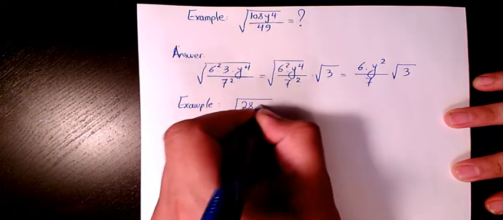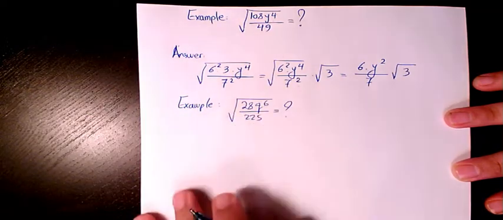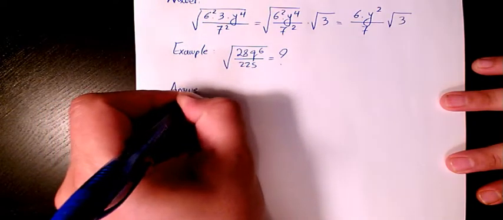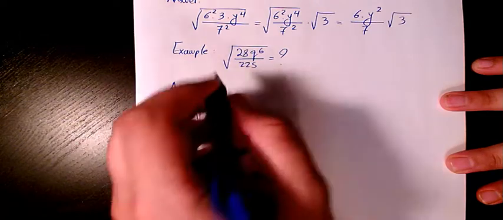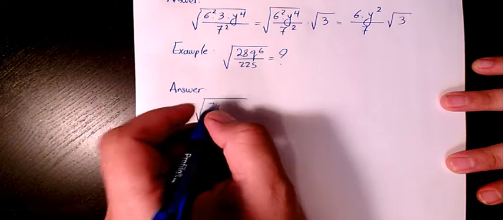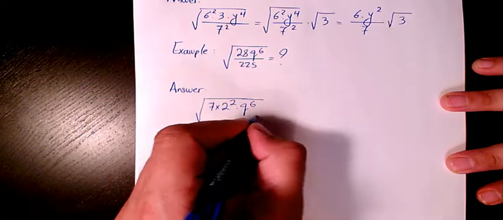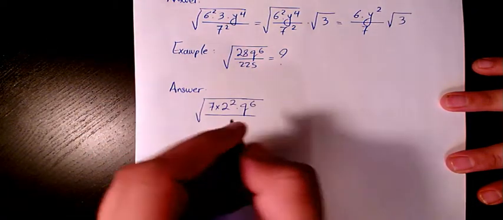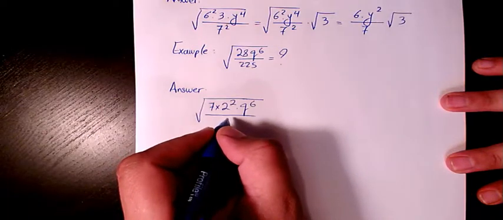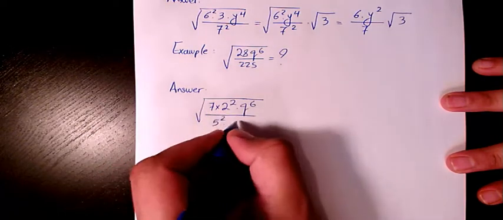square root of 28 q to the power of 6 divided by 225. The answer is 28 is basically 7 times 4, or 7 times 2 squared, q to the power of 6. And 225 is 25 times 9. 25 times 9, it means that 25 is 5 squared and 9 is 3 squared.